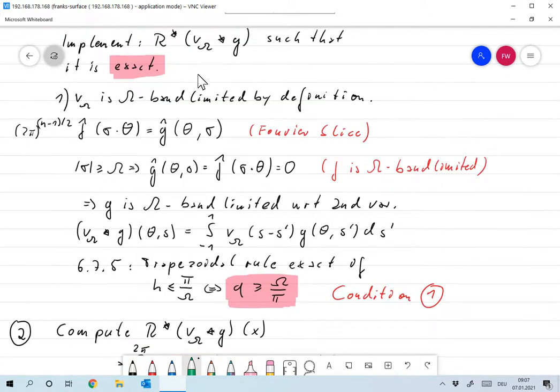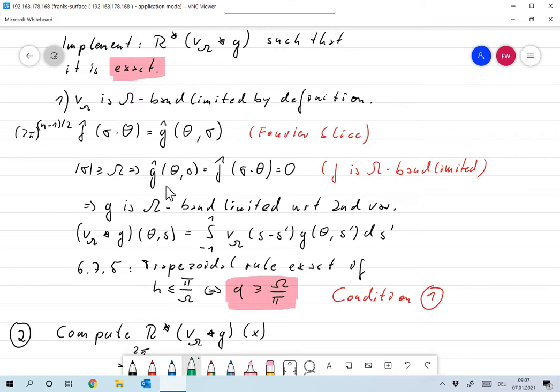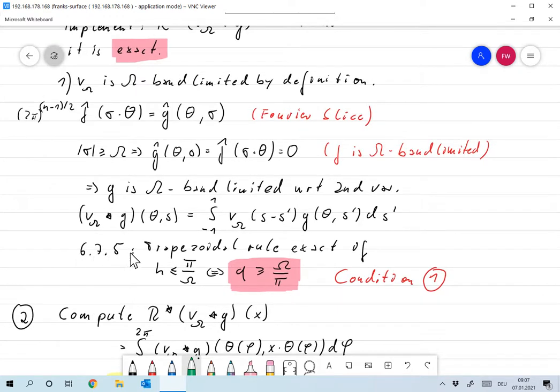Now, what we need to compute first is the convolution of v_omega and g for theta and s, and this is defined as the integral from minus 1 to 1 of v_omega of s minus s prime, g of theta and s prime ds prime. But v_omega and g are omega band limited, and we already noted in 6.7.5 that if these two functions are omega band limited, then the trapezoidal rule is exact, provided the step length is small enough. And here we arrive at the condition that h, the step length when discretizing that interval, should be smaller than pi over omega. And that boils down to the number of sensors q should be larger than omega over pi, because h is nothing but 1 over q. Okay, so that's condition number one.